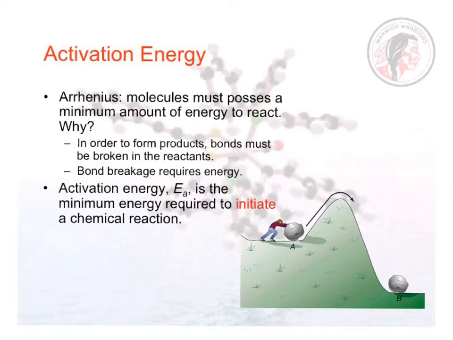In 1889, a Swedish chemist by the name of Svante Arrhenius developed something called the Arrhenius equation, which is just a formula for the temperature dependence of reaction rates. And it was very instrumental in determining the rates of chemical reactions and for calculating something called the energy of activation.